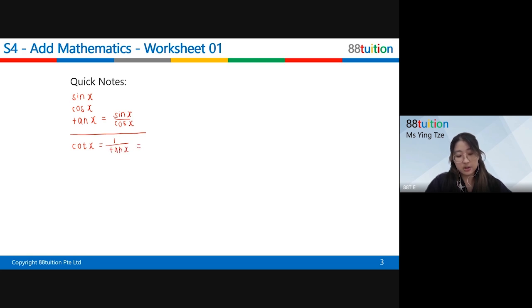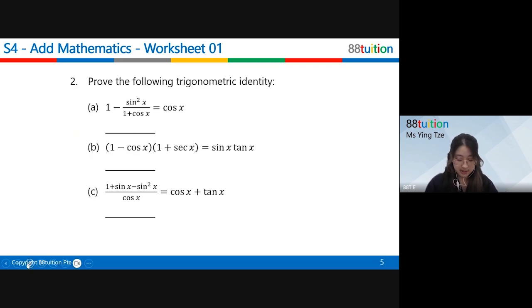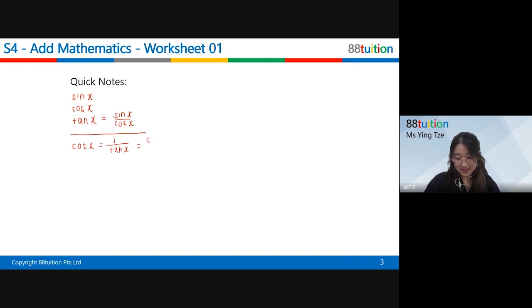So 1 over tangent x will just be, we can flip the tangent x around, right? So it will be cosine x over sine x. And then the others will be secant x, which is 1 over cosine x, and cosecant x, which is 1 over sine x. The way to memorize this one is that the third letter here and this first letter match. This is how I usually remember it.